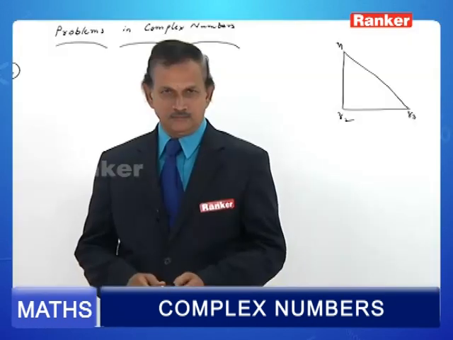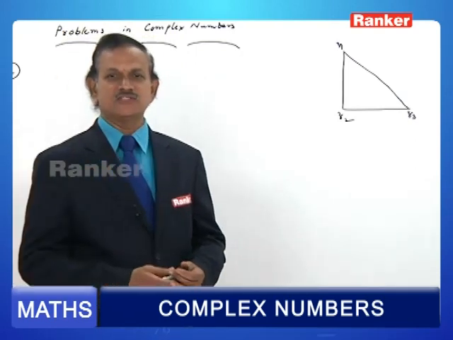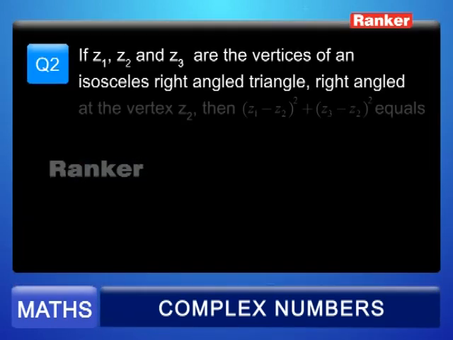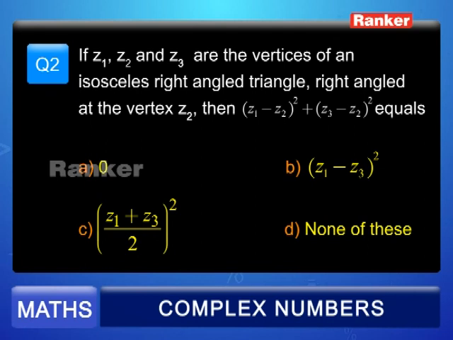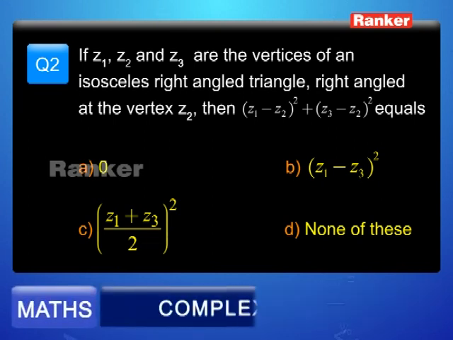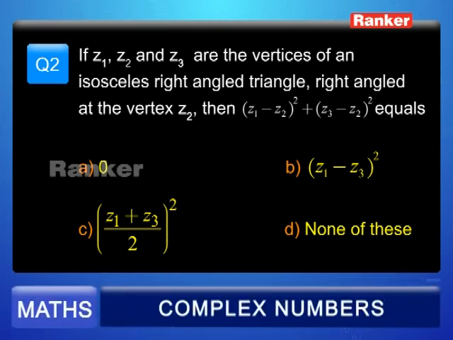That's it. We now look at this second question, question number 2. In this question, Z1, Z2 and Z3 are the vertices of an isosceles right angle triangle, of course right angled at the vertex Z2. Then Z1 minus Z2 whole square plus Z3 minus Z2 whole square is equal to, first option 0, second option Z1 minus Z3 whole square, third option Z1 plus Z3 by 2 whole square, and the fourth option none.